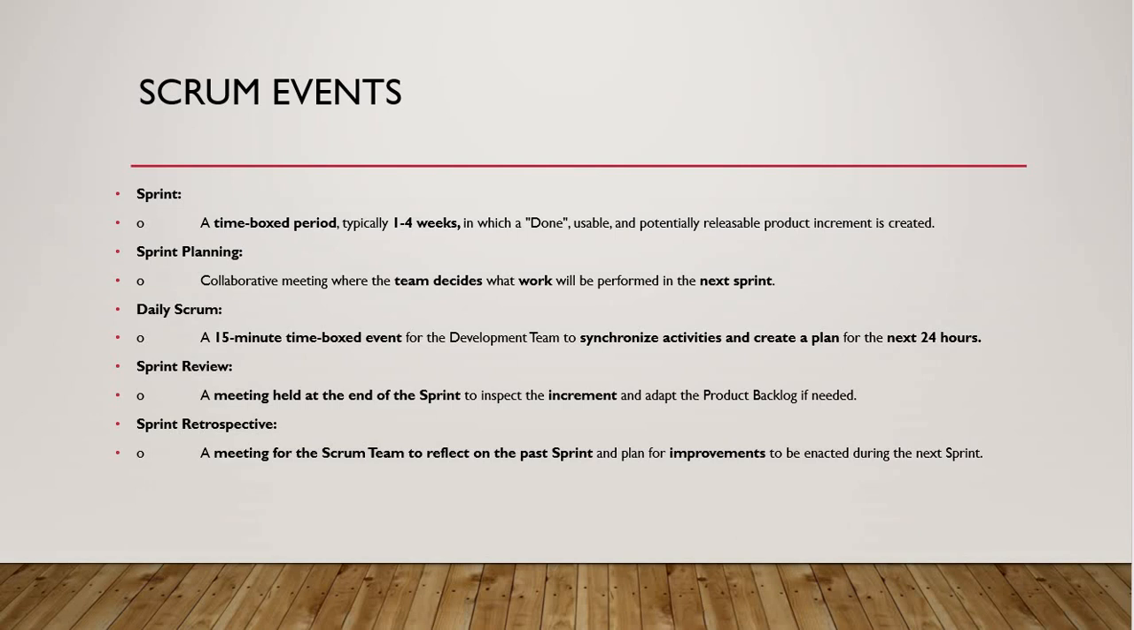And then sprint review, a meeting held at the end of the sprint to inspect the increment and adapt the product backlog if needed. Okay, so it is known as sprint review. So when it is done, let's say we have decided 1 to 4 weeks for a sprint, and then after 4 weeks we are going to have sprint review, like postmortem. We can say something like postmortem.